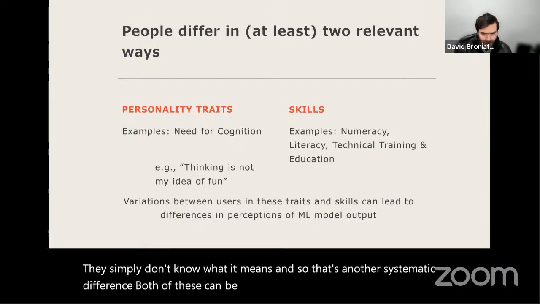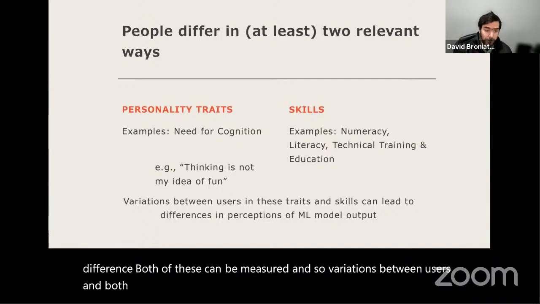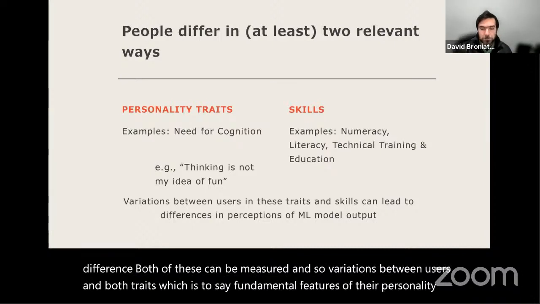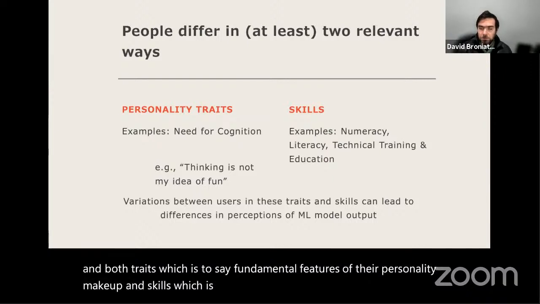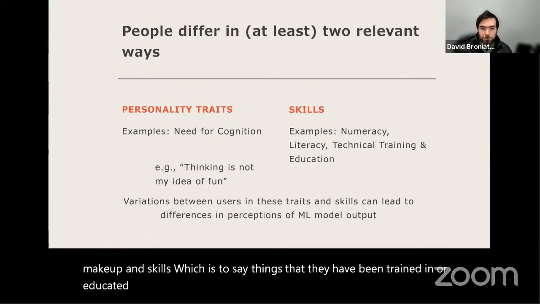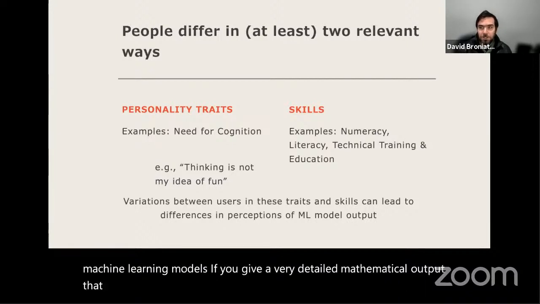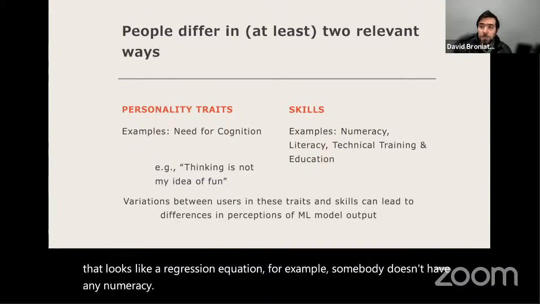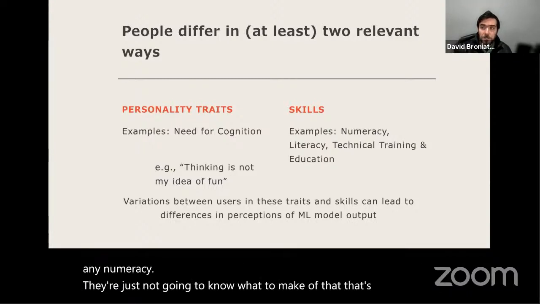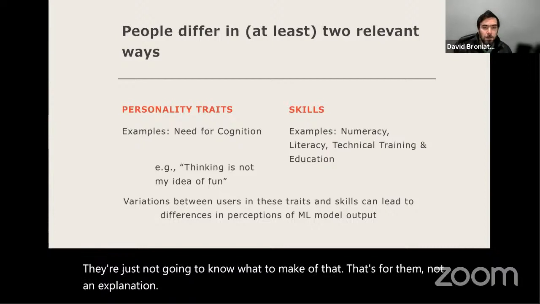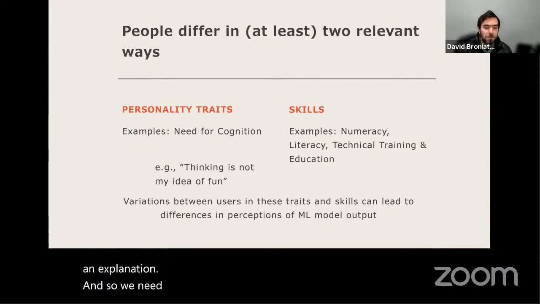And so variations between users in both traits, which is to say fundamental features of their personality makeup, and skills, which is to say things that they have been trained in or educated in, can lead to differences in how people perceive the output of machine learning models. If you give a very detailed mathematical output that looks like a regression equation, for example, if somebody doesn't have any numeracy, they're just not going to know what to make of that. That's for them not an explanation. And so we need to sort of take these into account.